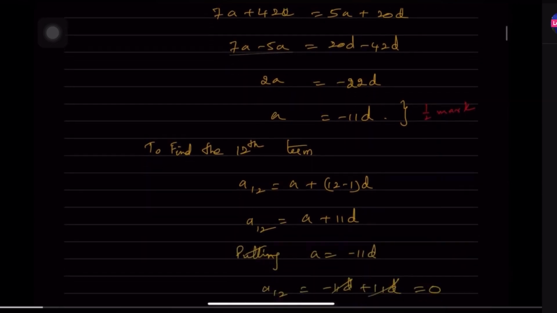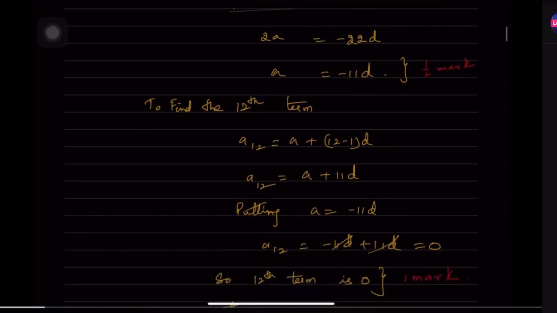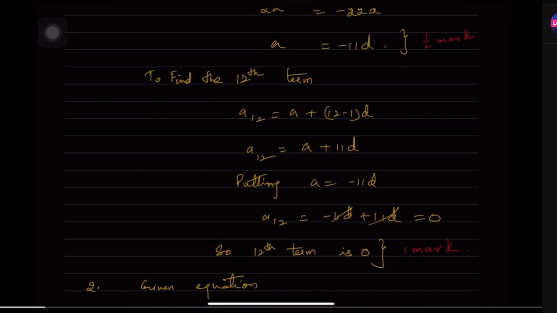To find the 12th term, a12 is equal to a plus 11d. Putting a is equal to minus 11d, you get a12 is equal to minus 11d plus 11d, which is equal to 0. So the 12th term is 0.